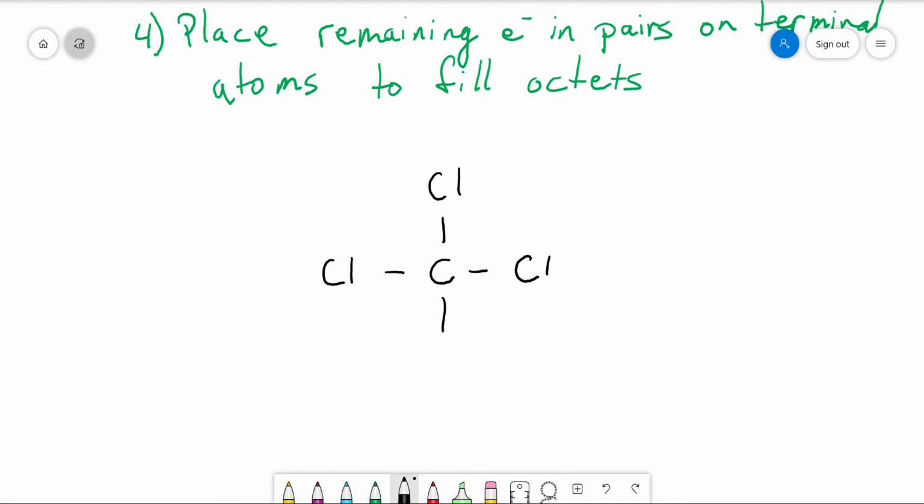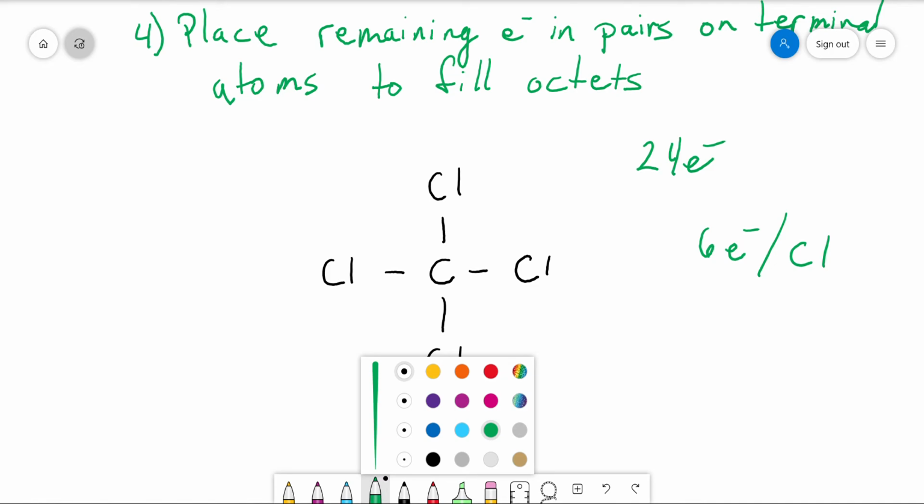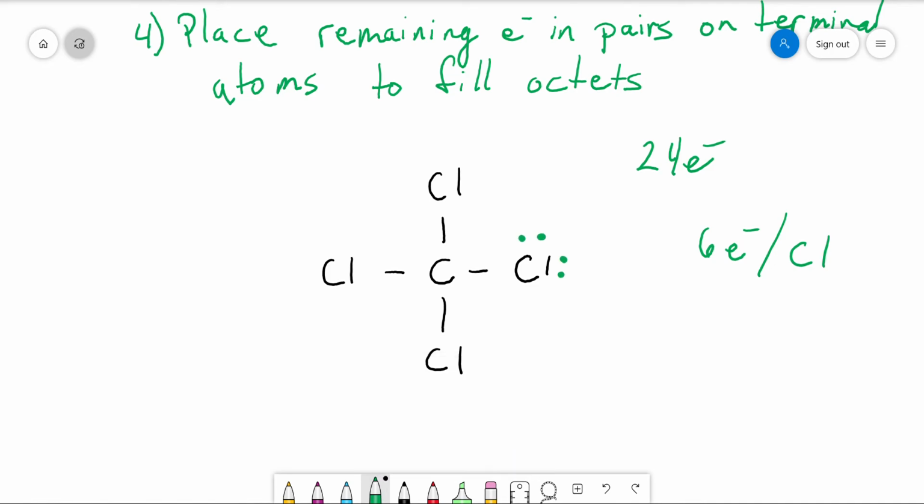Okay, so there's our skeleton. And now I'm just going to make a note here, 24 electrons. I'm going to place them in pairs around the chlorines. I have 4 chlorines, so that would be 6 electrons per chlorine. So let's put those in pairs. And just to make things easier, I'm going to use this bigger pen. 2, 4, 6, 8, 10, 12, 14, 16, 18, 20, 22, and 24. Okay, so there it is.